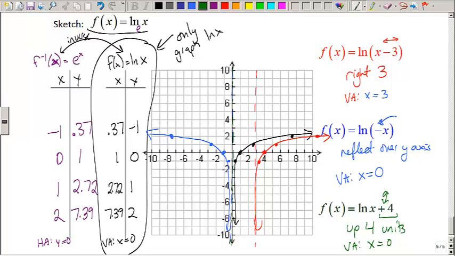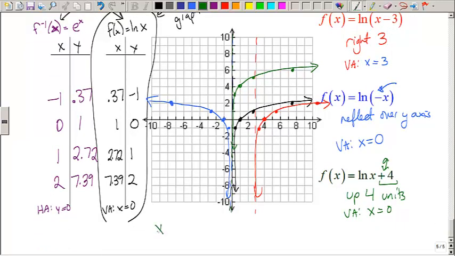So I take my black points that I had before, and I'm shifting each one of them up 1, 2, 3, 4 units. Connect my lines approaching my asymptote. And that's the graph of ln x plus 4.